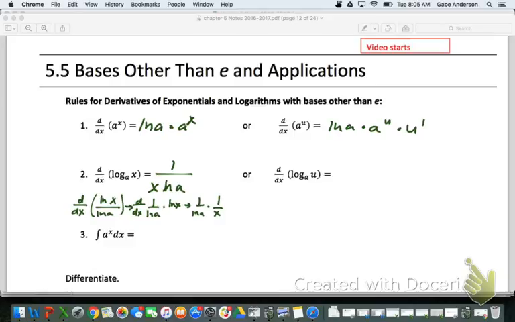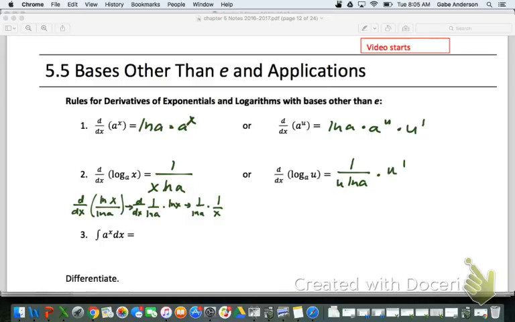Okay, and then of course if the input is something more complicated than just an x, we would write 1 over u ln of a times u prime. Of course, because u is a little more complicated than x, the chain rule is going to show up, but essentially it's the same rule, just with that extra factor of the chain rule.